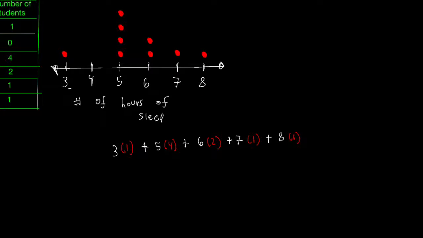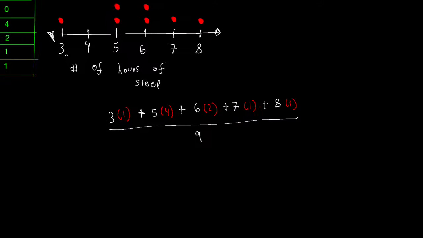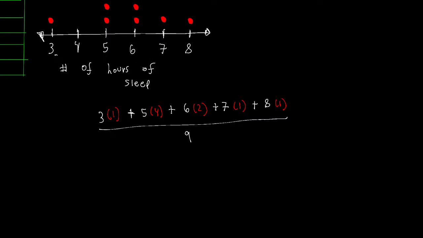Now let's count the red dots here. So we have 1, 2, 3, 4, 5, 6, 7, 8, 9. So we're going to divide all of this by 9. And let's go ahead and calculate this. So we get that 3 times 1, that's 3. We're going to add that to 5 times 4, which is 20, plus 6 times 2, which is 12, plus 7 times 1, which is 7, plus 8 times 1, which is 8. And again, all of this is getting divided by 9.